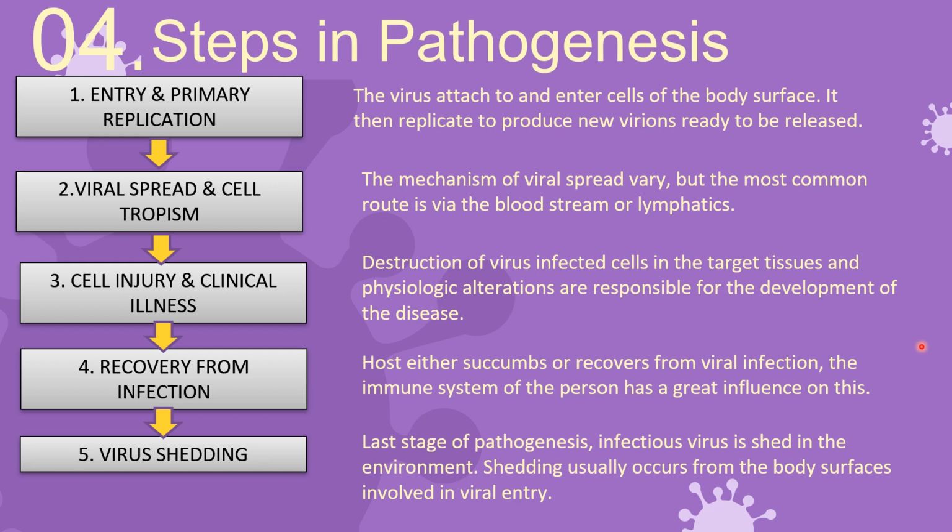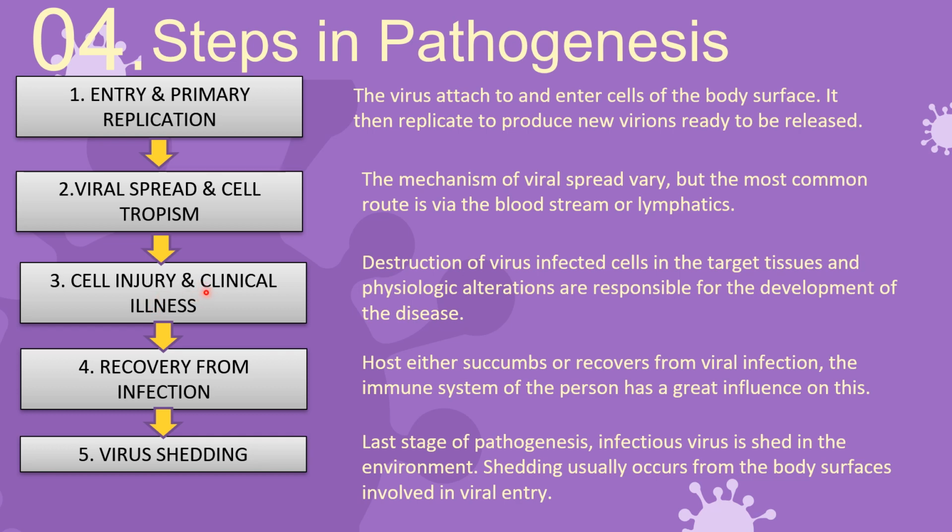And then the second, the mechanism of viral spread varies, but the most common route is via the bloodstream or the lymphatics. So viruses have different mechanisms in spreading infection. Some may produce infection right away in the port of entry, while others may spread systemically to the bloodstream or lymphatics, which is called viremia, or the presence of virus in the blood. And then third is the destruction of virus-infected cells in the target tissues and physiologic alterations, which are responsible for the development of the disease.